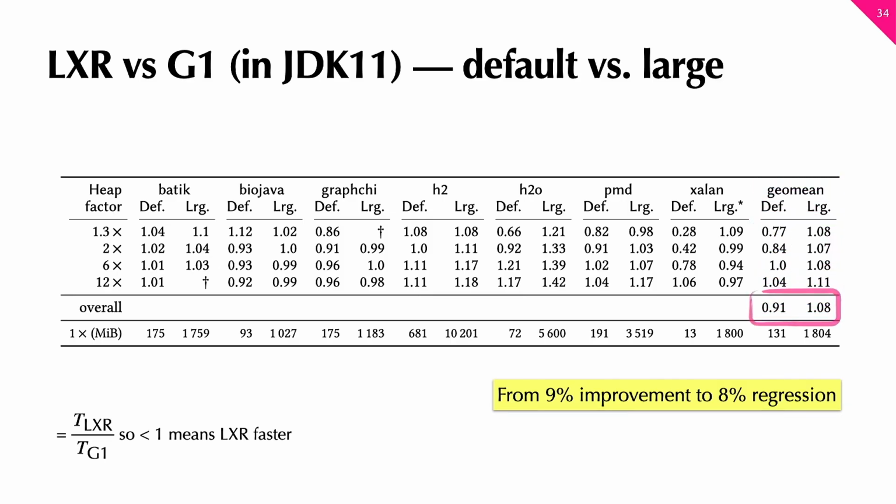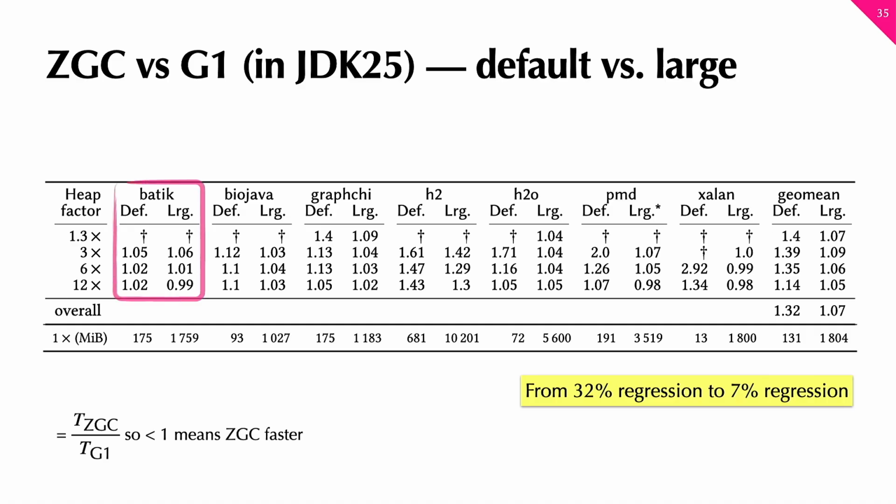Okay, so let's move ahead to OpenJDK 25. So now let's look at ZGC versus G1 on OpenJDK 25. So default versus large again, right? So maybe the first thing to note is that a lot of these really tight heap factors we cannot give you a result for. That's because ZGC just, the algorithm fundamentally needs more memory, so it OOMs on many of these very tight heaps. But if you give it slightly more memory, it will run, right? So 3x, 6x, and 12x, we mostly have results for all of these configurations.